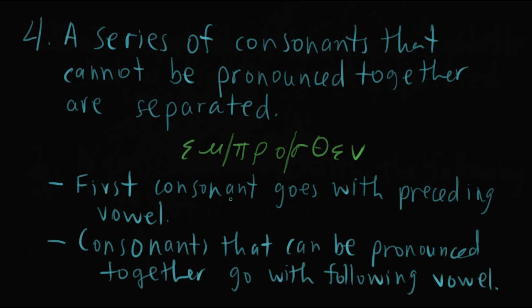So in addition to that, the first consonant goes with the preceding vowel. So this consonant went with the preceding vowel. So you notice here that you will not only have the consonants being at the beginning of the syllables. In this case, you actually have a vowel that's first. So that's at the beginning of the word. So keep in mind, if it's the beginning of the word, the order can be different. So the second part of the rule: consonants that can be pronounced together go with the following vowel. So you see here, these consonants that can be pronounced together, they go with the following vowel. So that's rule number 4.